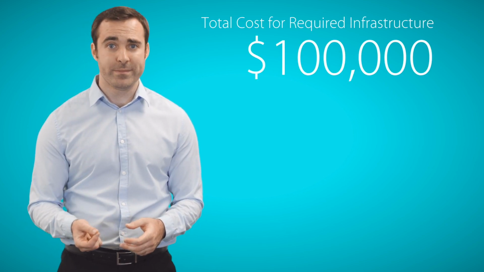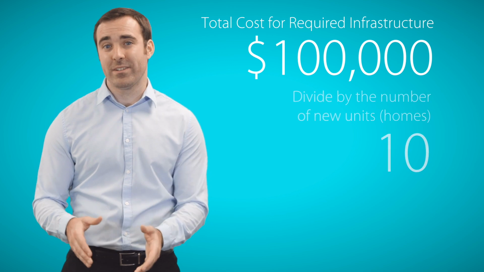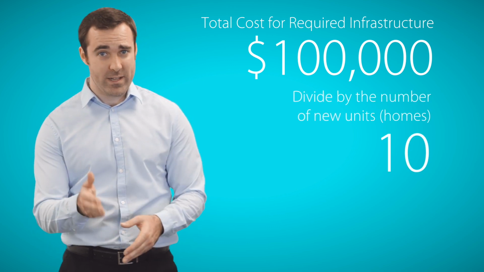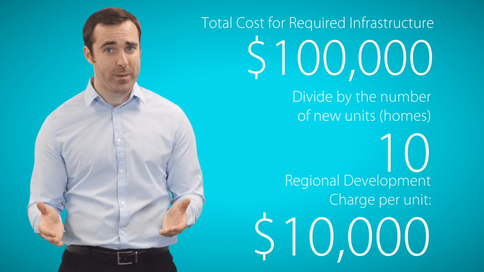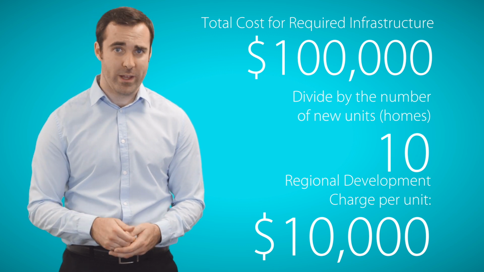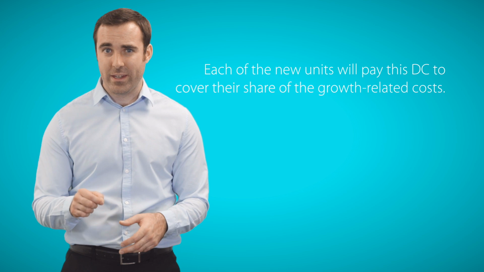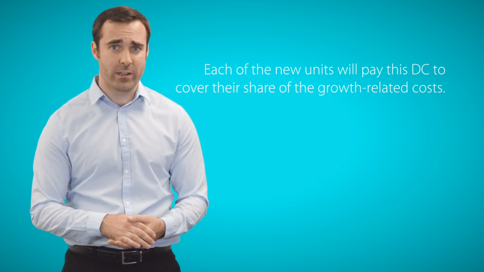Let's say all this infrastructure costs $100,000. To calculate our DC amount, we have to divide the $100,000 cost by the 10 new homes to arrive at a development charge of $10,000 per unit. In order to receive a building permit, each of these units will pay this DC to cover their share of growth-related costs. As development charges are one-time fees, once the new capital infrastructure is built, its operation and upkeep will be paid for through property taxes.